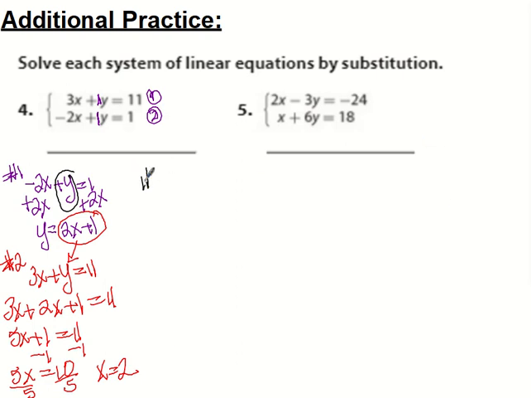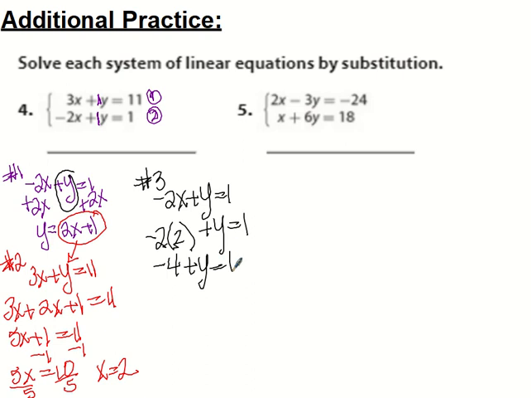All right. Step 3, go back to the original equation, negative 2x plus y equals 1, and now x becomes 2. So negative 2, plug in 2, I got that from right here, plus y equals 1. Negative 2 times 2 is negative 4 plus y equals 1. Add 4, y equals 5. So my solution is (2, 5).